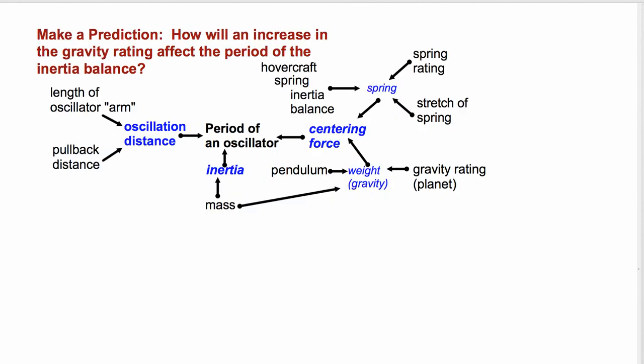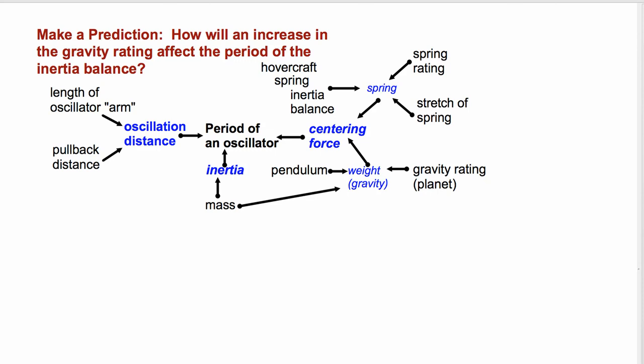All right, so our next one is actually a prediction. Of course, good scientific models not only make good explanations, but they ought to make good predictions also. So let's make a prediction. How will an increase in the gravity rating affect the period of the inertia balance?